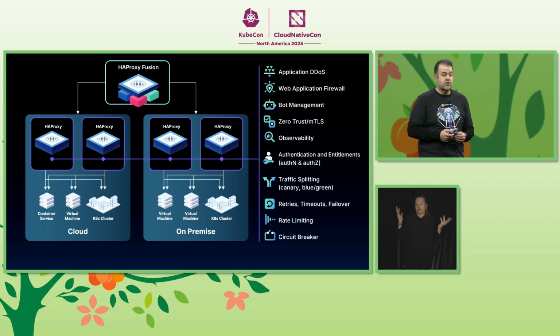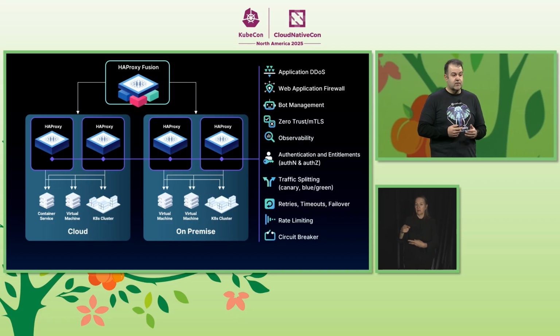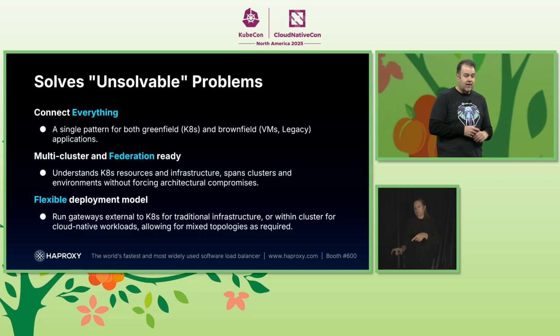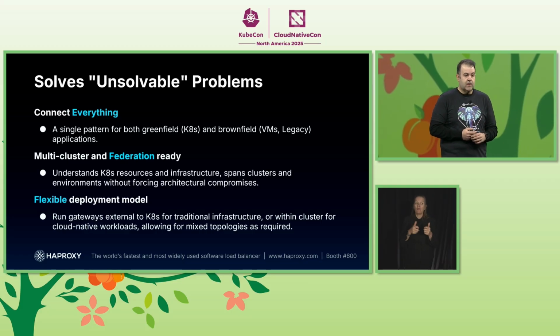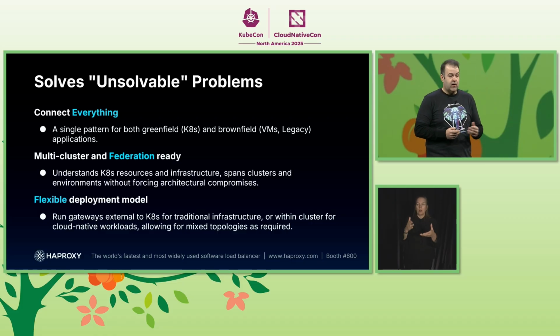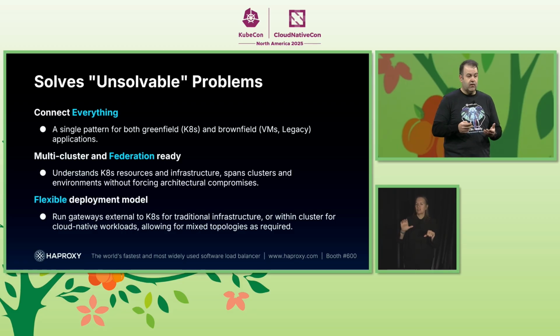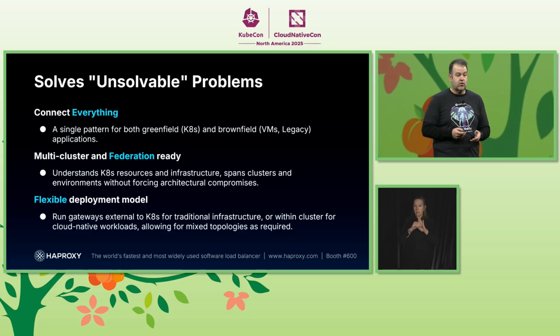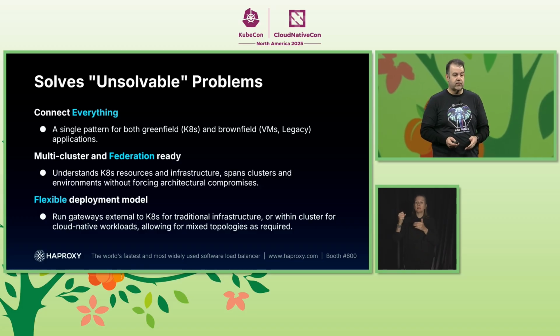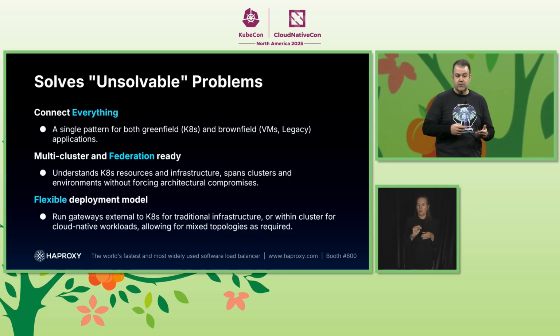Then it relies on HAProxy's rich feature set to deliver core service mesh capabilities for even the most complicated workflows, as you can see on the right of the slide. It basically solves unsolvable problems. It's a single pattern to connect everything. It's multi-cluster and federation ready. It understands Kubernetes resources and infrastructure resources, which enables intelligent routing and policies, without forcing architectural compromises. Its flexible deployment model allows you to run gateways external to Kubernetes for traditional infrastructure or within clusters for cloud-native workloads, allowing for mixed topologies as required.